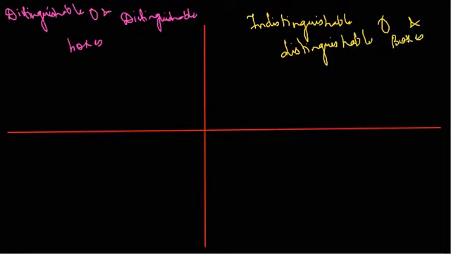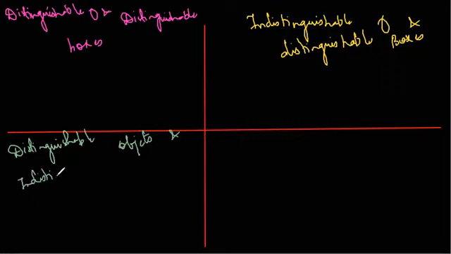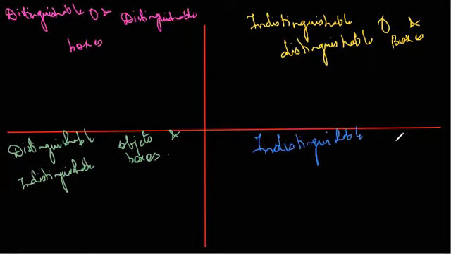Then your third scenario is distinguishable objects and indistinguishable boxes. And then finally, both the boxes and objects are indistinguishable. That is, they are of the same type.